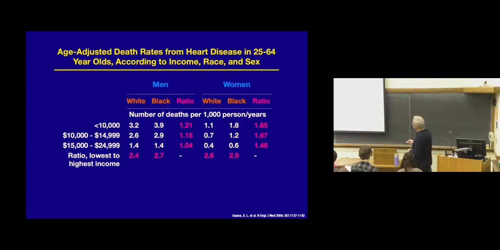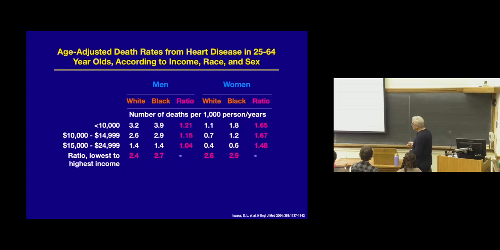And so you can look at, amongst white men, as they get richer, their probability of death goes down. And the same thing happens amongst black men. As they get richer, their probability of death goes down. And amongst white women and black women. But now we can do something else. We can compare ratios. So for example, amongst white men with this income, how much more likely are black men to die? So you take this number, 3.9, and divide it by this 3.2, and you get that black men of similar poor income are 21% more likely to die.